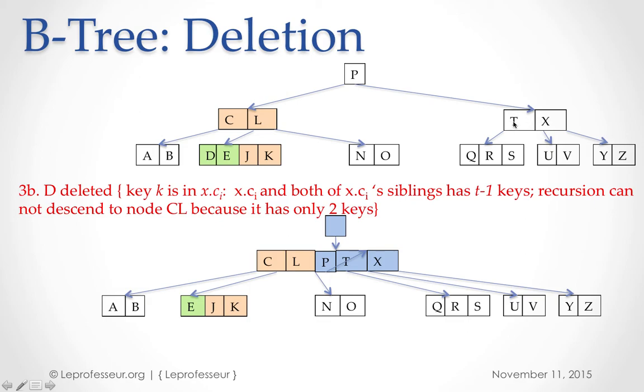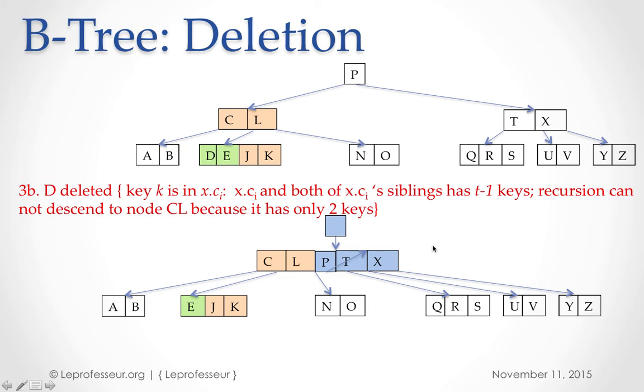So we merged CL with TX and we wanted to delete D. Now we can delete D. D is gone, and the resultant tree is like that. Now our root is empty. There is no key in it, so we can simply make a new root of the tree, which is CLPTX. This node becomes the new root of the tree and the tree height is decreased by 1.